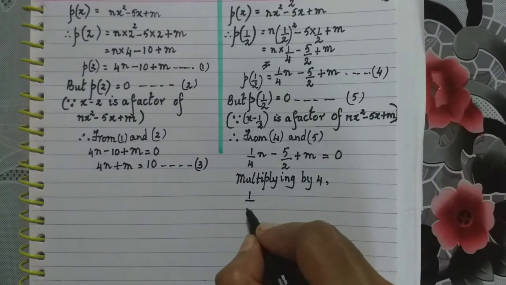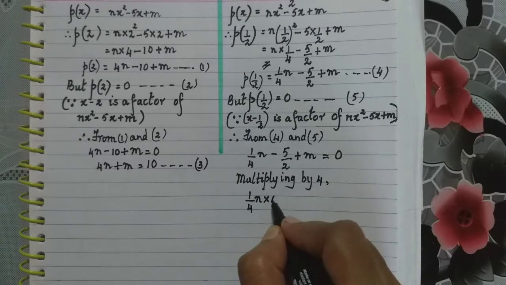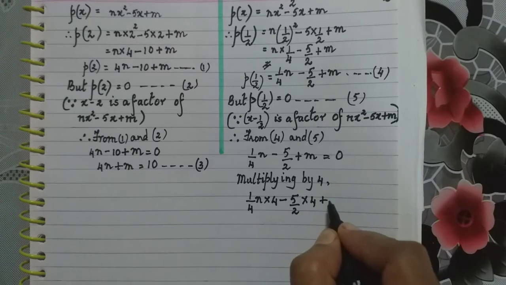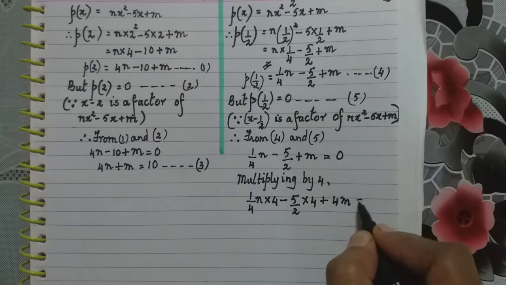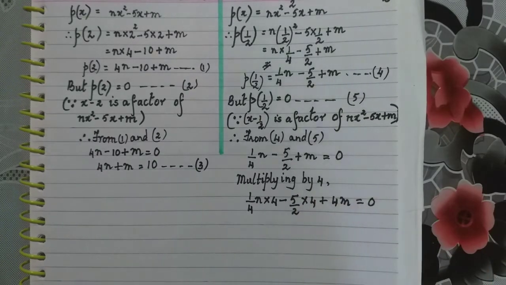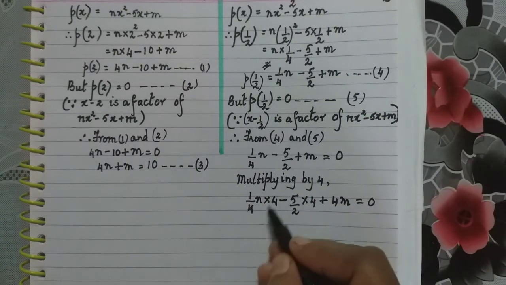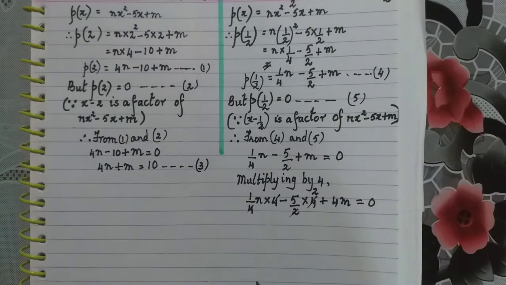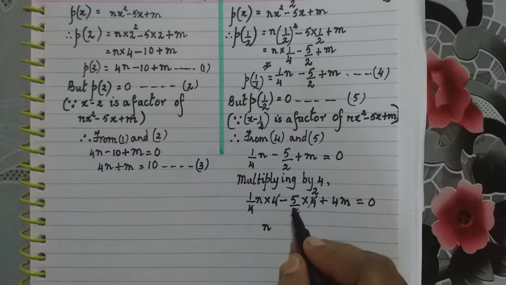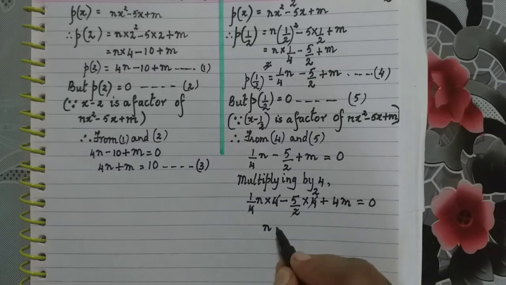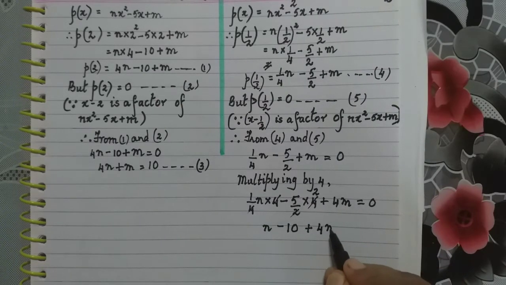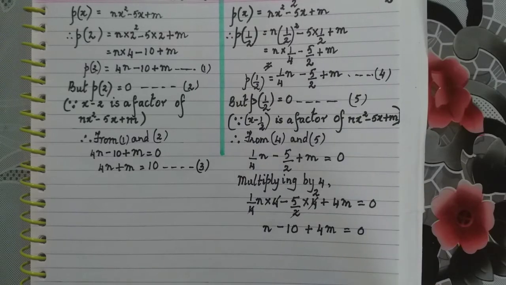What happens? 1 by 4n into 4 minus 5 by 2 into 4 plus 4m is equal to 0. 4 into m is 4m. So now what happens? This 4 and this 4 cancel. 2 goes in 4 2 times. So now when we write the equation, 1n is just n. Then minus 5 into 2, that is minus 10. Then I have plus 4m is equal to 0.